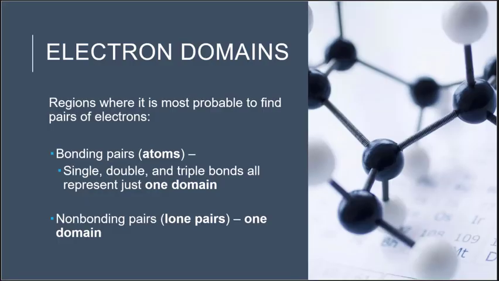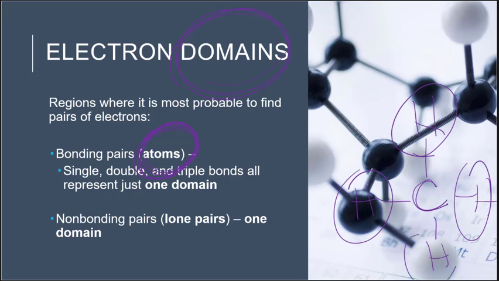You're going to hear the word electron domains. And a domain is a region where it is most probable to find electrons. That could be an atom. So in that last CH4, off of that central carbon atom, we had 4 domains, 4 atoms off of it.